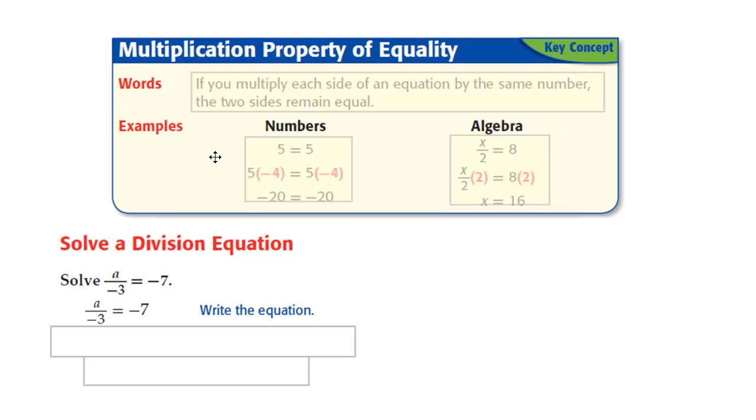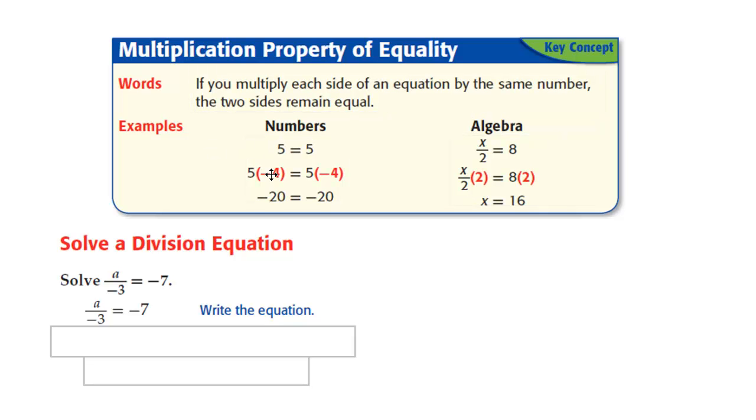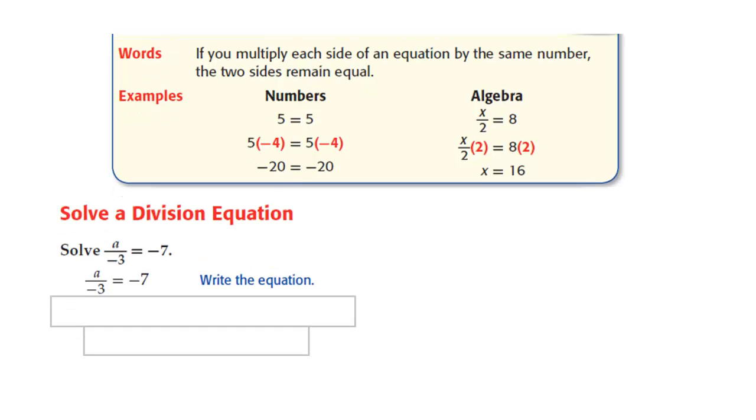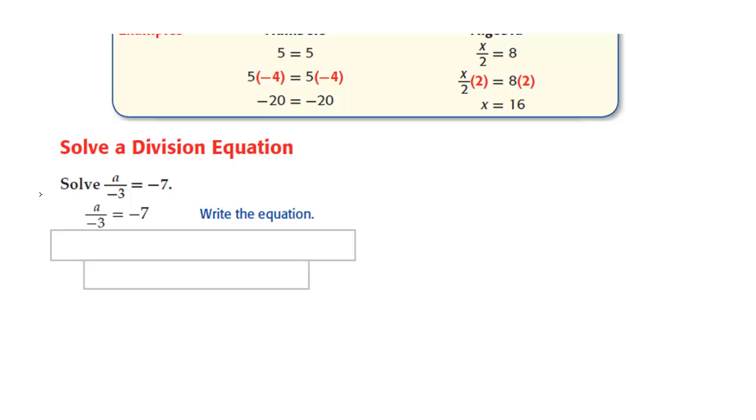Multiplication property of equality. This one says if we multiply both sides by the same number, we still get the same, the two sides remain equal. So whether we multiply or divide, it doesn't matter, we still have equal sides.